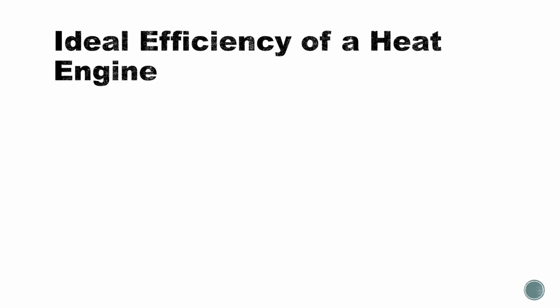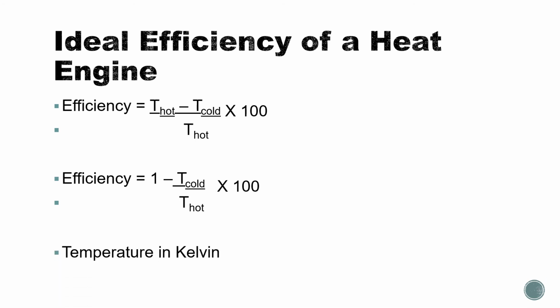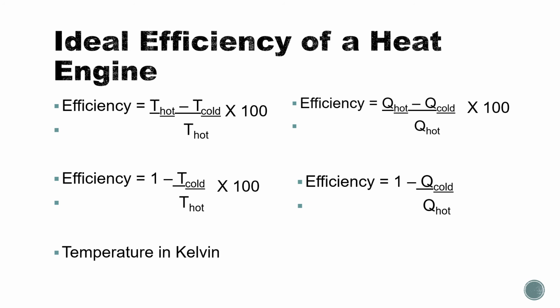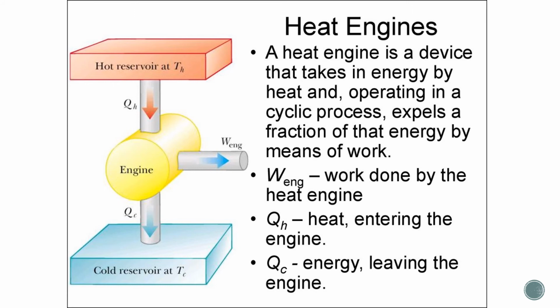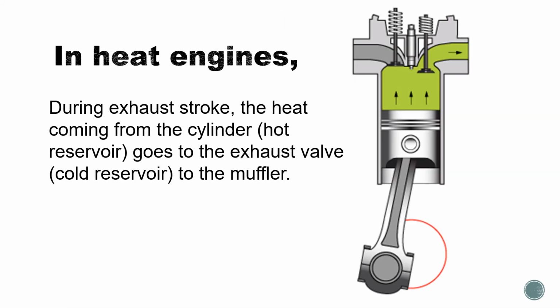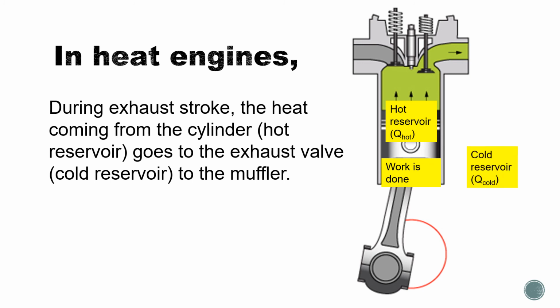Here are equations for ideal efficiency of a heat engine. So you can use these equations in solving for the efficiency of a heat engine. You can solve using temperature in Kelvin or heat in joules. Feel free to pause this video in order to copy the equations that you will be using later on in the problem-solving activity. This can further be demonstrated in heat engines, wherein the heat coming from the cylinder or the hot reservoir is utilized to do work. As work is done by the piston, some of the heat goes to the exhaust valve or the cold reservoir to the muffler.